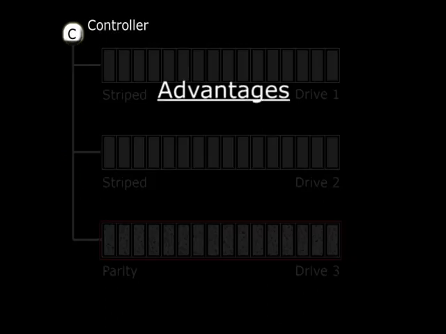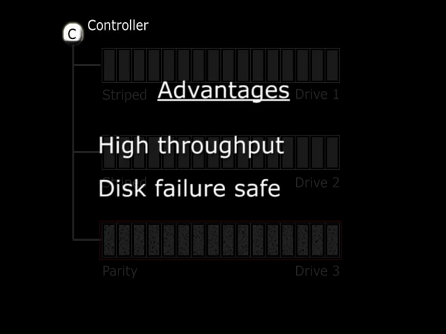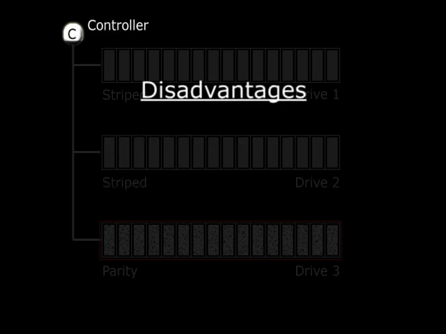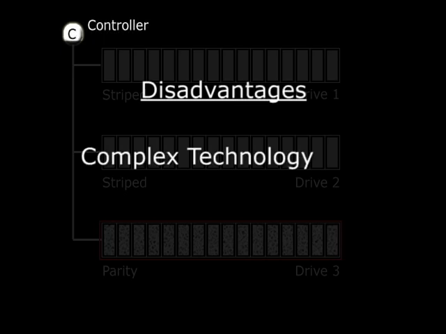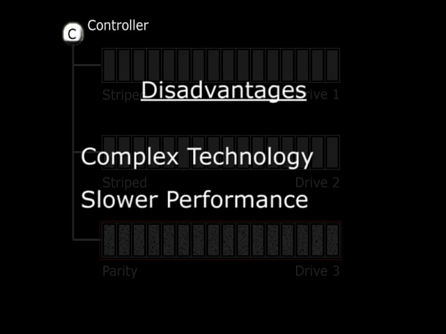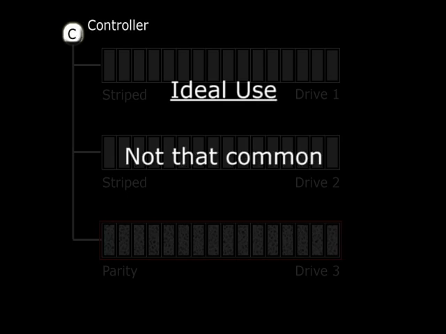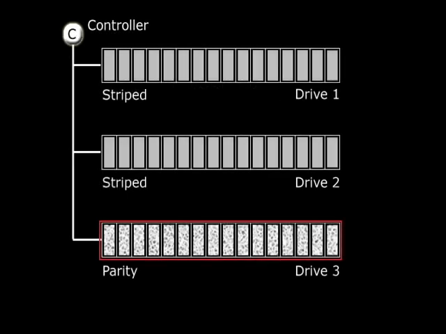Advantages: RAID 3 provides high throughput, both read and write, for large data transfers. Disk failures do not significantly slow down throughput. Disadvantages: This technology is fairly complex and too resource intensive to be done with software. Performance is also slower for random small input and output operations. Ideal use: RAID 3 is not that common in prepress.